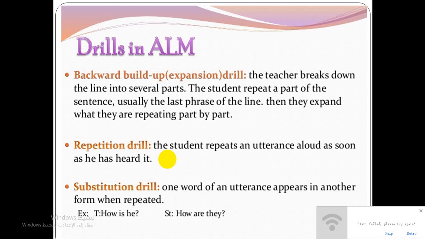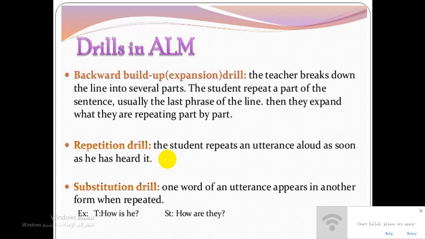For example, the teacher says, "I used to know him." Student says, "I used to know him." Teacher says, "I used to know him years ago." Student says, "I used to know him years ago when we were in school."